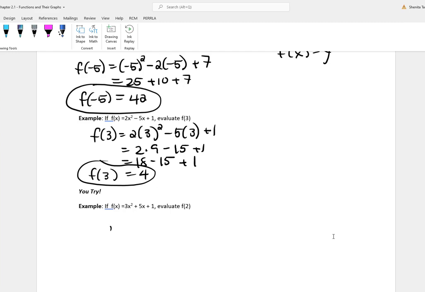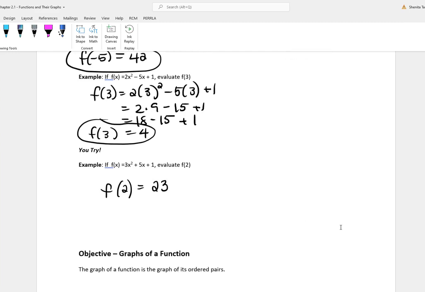I have a try-it-yourself problem here. You can go ahead and solve this on your own. You get an answer of 23.